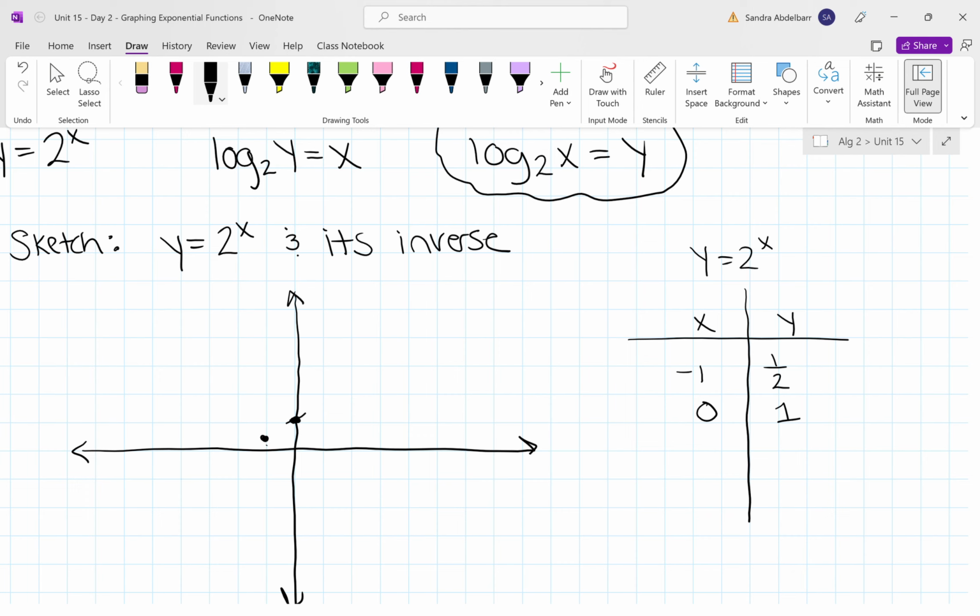Now let's go 1 unit to the right of our key point. So let's say x is 1. If x is 1, y is 2. All right, that's good enough. So now we know we look something like this.